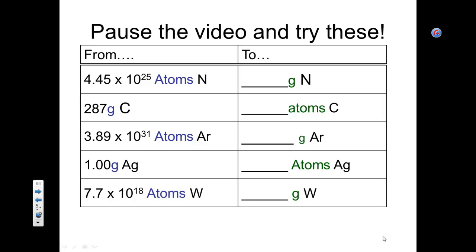So here are some more problems for you to practice. These are all 2-step conversions. Go ahead and pause the video and try these. When you get done, as usual, you'll see the answers rounded to the correct sig figs.